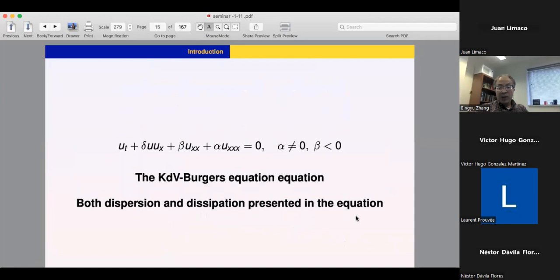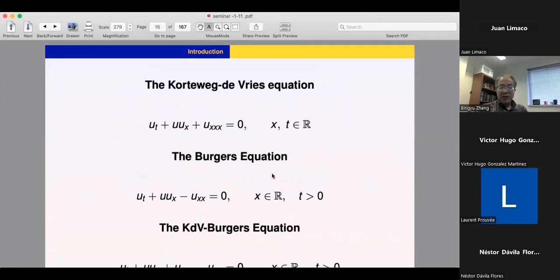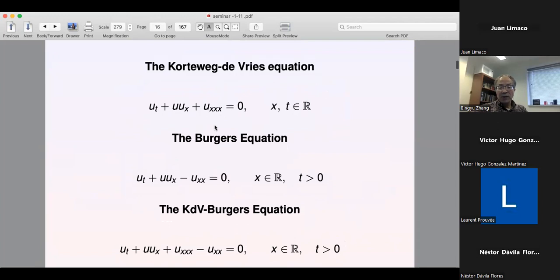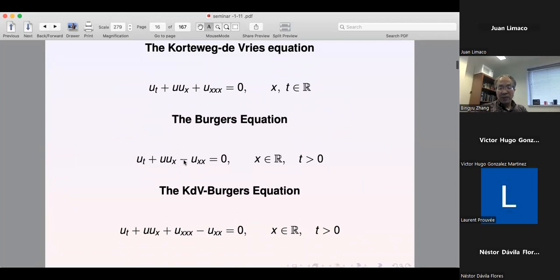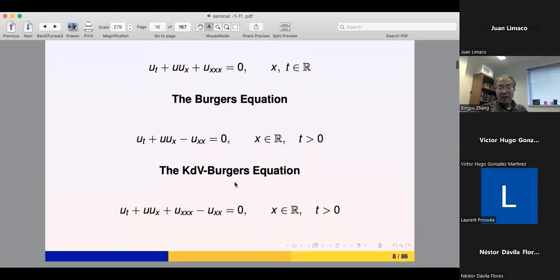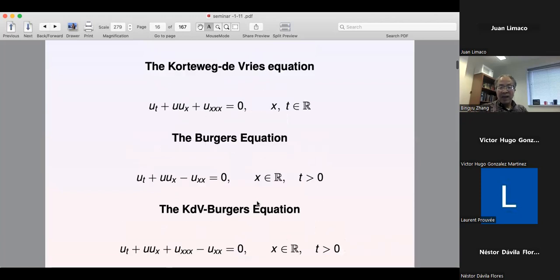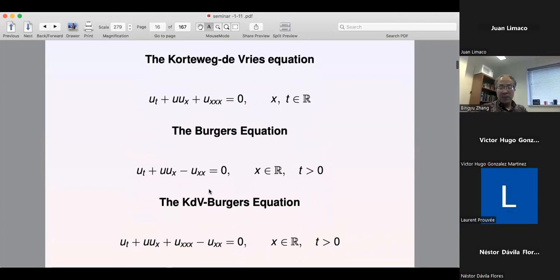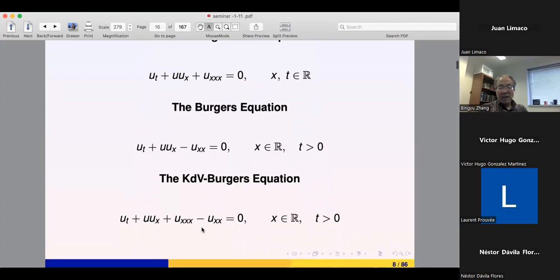Without loss of generality, we can assume all the coefficients are 1 or minus 1. So we have here the KdV equation, the Burgers equation, here with minus 1, and the KdV-Burgers equation. This is a dispersive wave equation. This is a dissipative equation. This has combined both dispersion and dissipation.